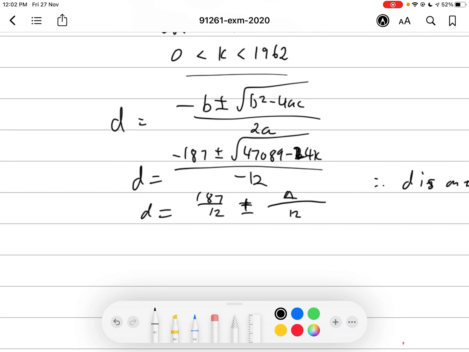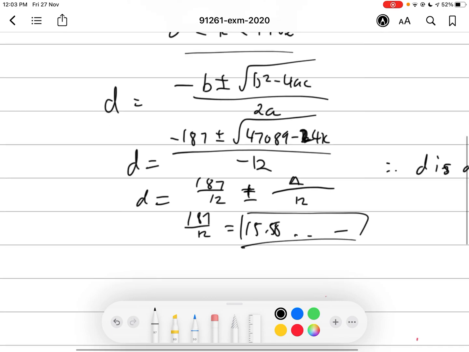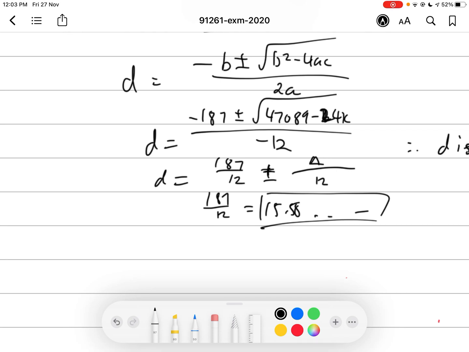First of all, we know that 187 over 12 is not a whole number. It's like 15.58 something. So obviously we need a discriminant here to make this a whole number. Since this is plus or minus, first we can consider the minus side.